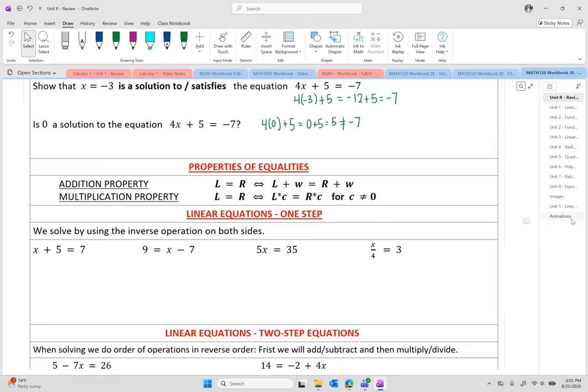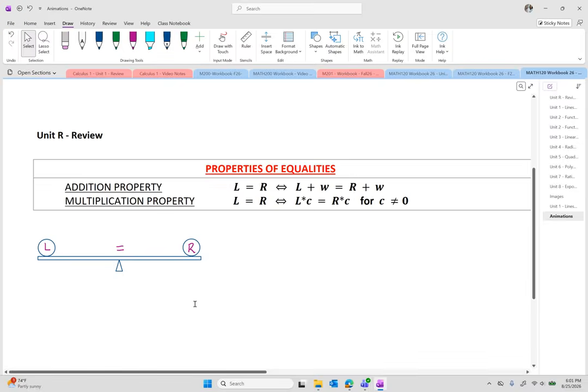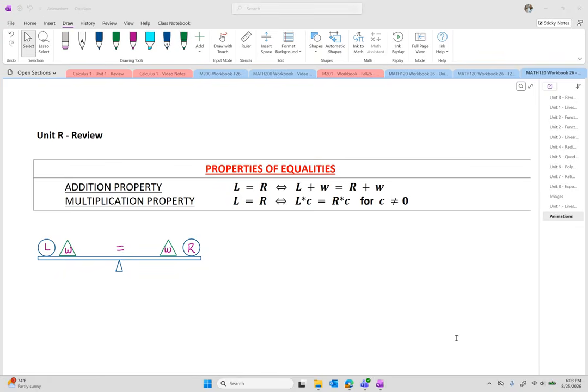Now, to visualize that, think of your equation as a seesaw that balances, because whatever weight is on the left, the same weight is on the right. So these two quantities are equal to each other. If you add the same quantity on both sides, then the seesaw will still balance. And if you remove the same quantity from both sides, then the equation, the seesaw, will still balance.